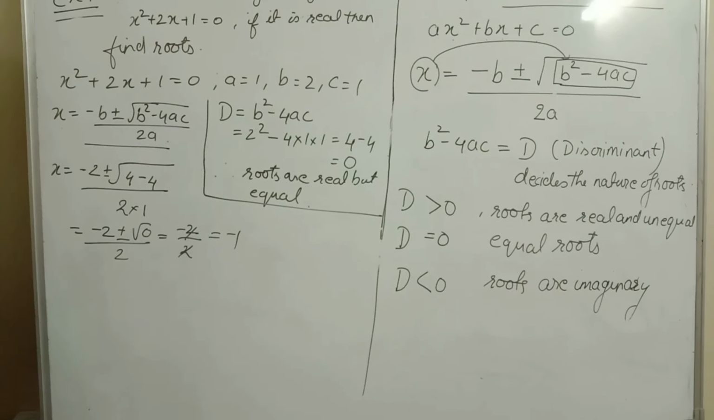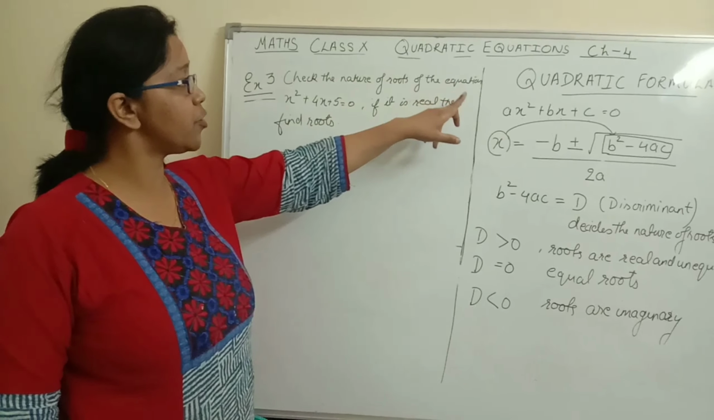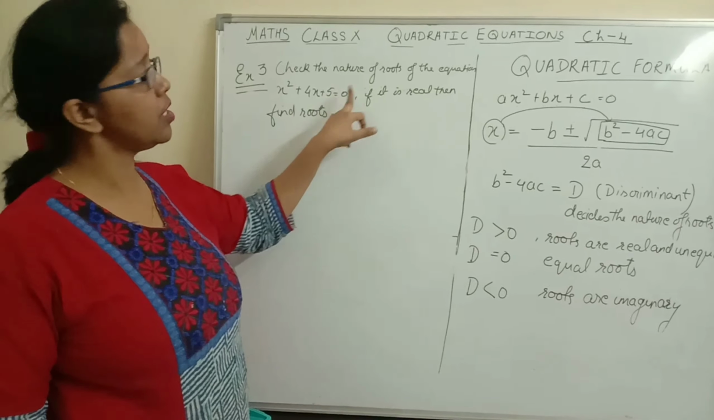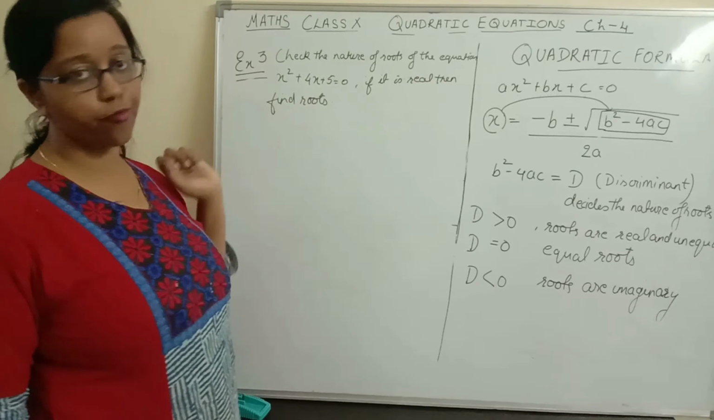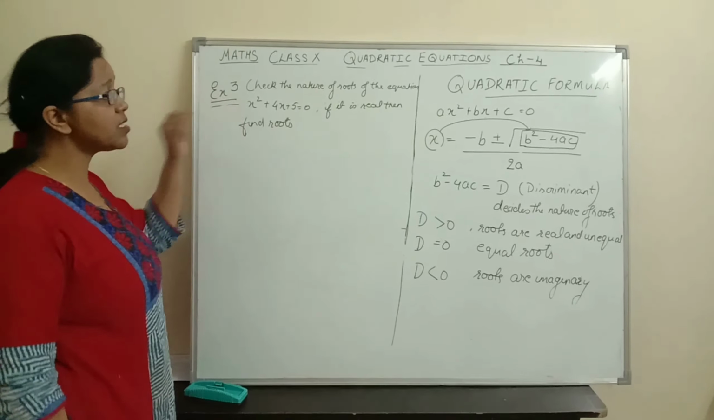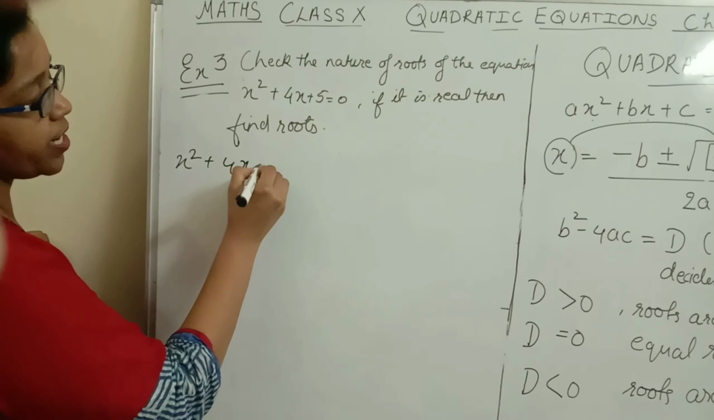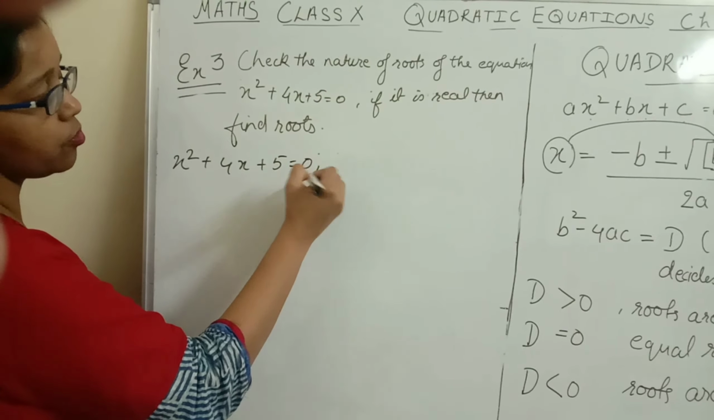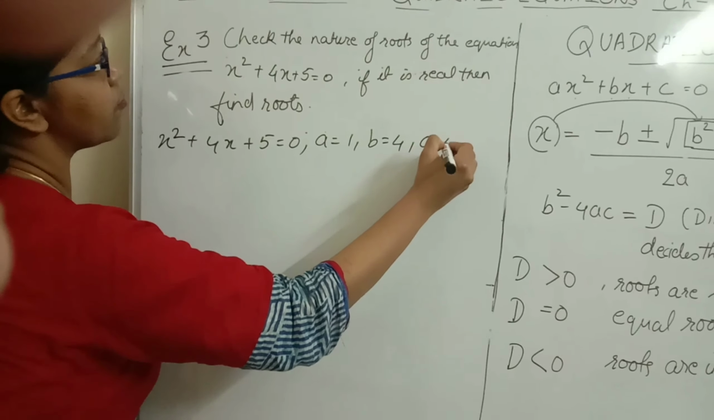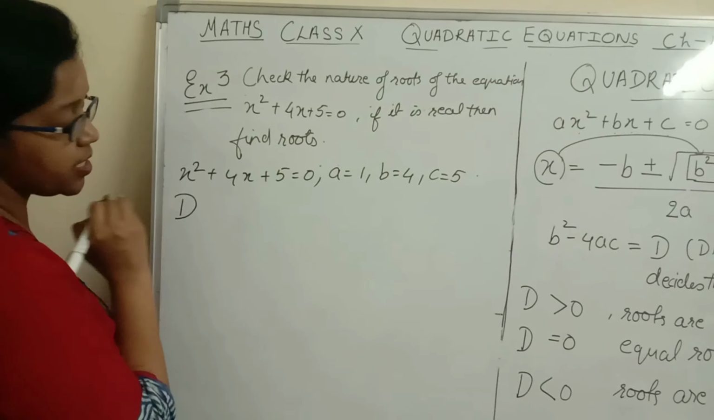Now, the third example is again in the same way. It is asked: check the nature of the root of this equation x square plus 4x plus 5 is equal to 0. If it is real, then find roots. So again, as we have done in the previous question, we will first find the nature. The equation is x square plus 4x plus 5 is equal to 0. Here a is equal to 1, b is equal to 4 and c is equal to 5. All are positive.